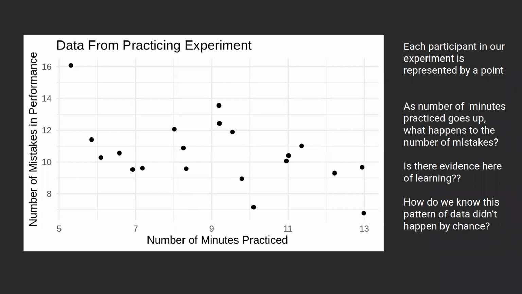Whereas if we look all the way to the point on the bottom right, that represents someone who's practiced for about 13 minutes throughout the course of the week. People here aren't practicing that much and have made about 7-ish errors, or 6.89-ish errors. So at this point, I would ask you, we're again looking at data differently.